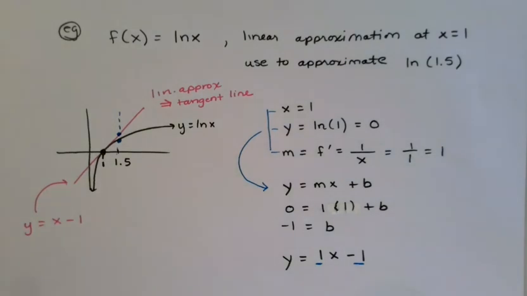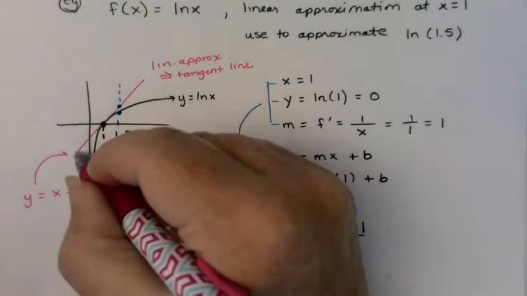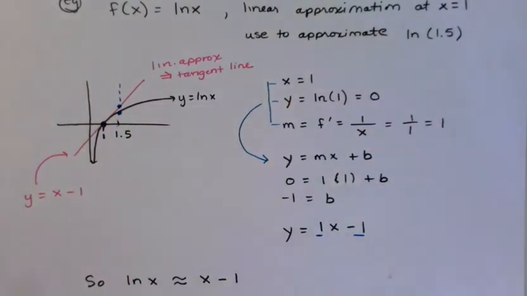What we did then was we said, okay, we're now saying that the natural log of x function can be approximated by this straight line, y equals x minus 1. So the natural log of x is approximately equal to x minus 1, again, close to the value of x equals 1. The closer we are to 1, the better that approximation is going to be.